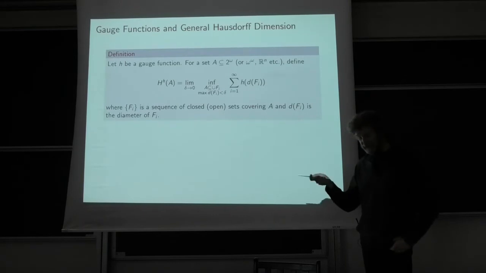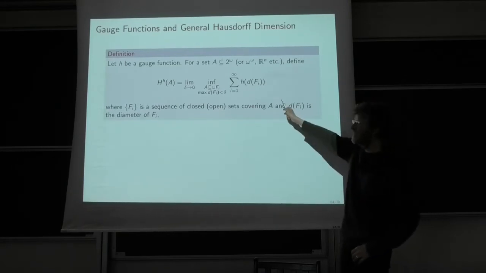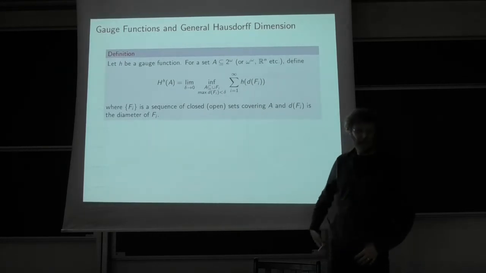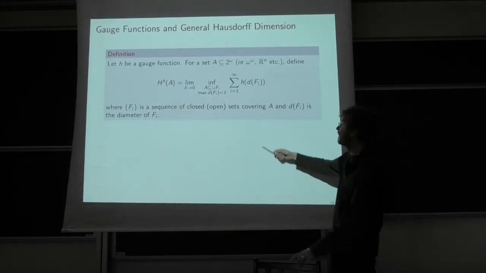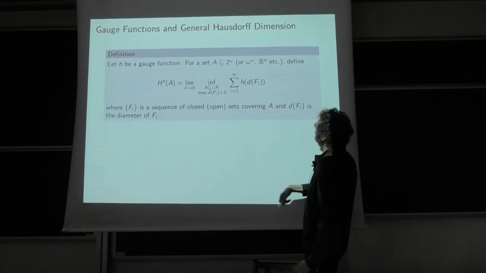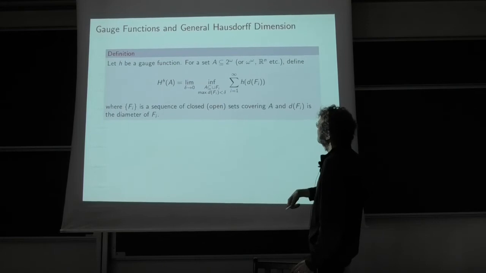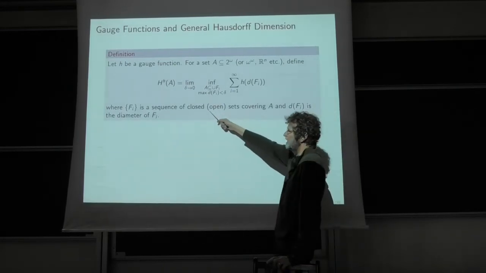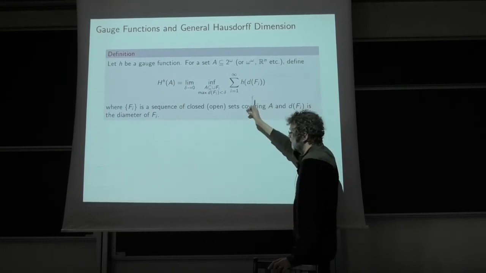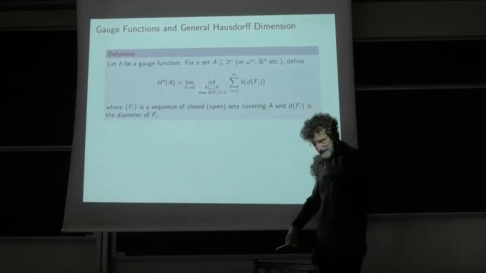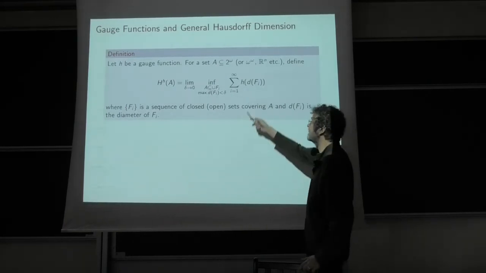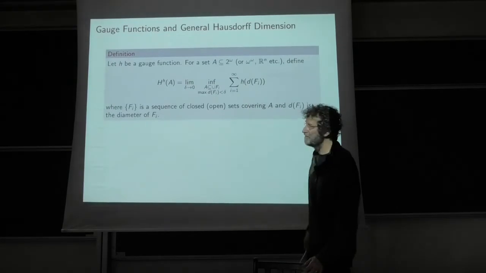Okay, then, for any gauge function, this is exactly the same definition that I gave for Hausdorff measure, except I'm replacing the diameter of the basic sets, these are the open balls. So instead of taking the basic open sets as having size d to the s, you take them as having size h of d.